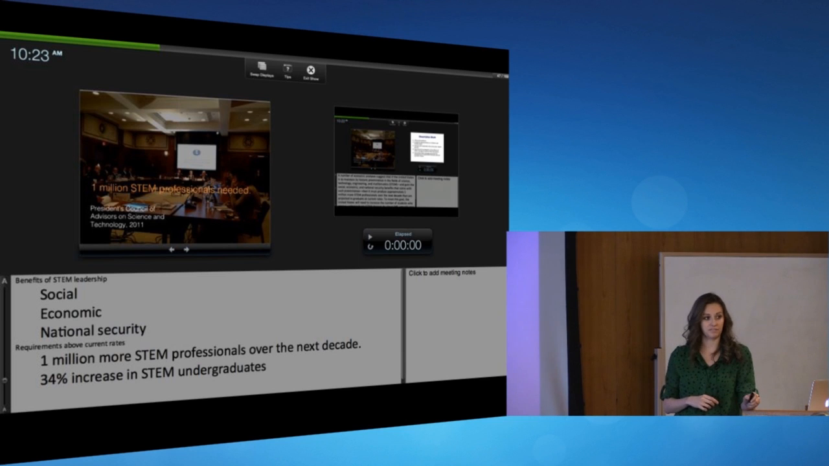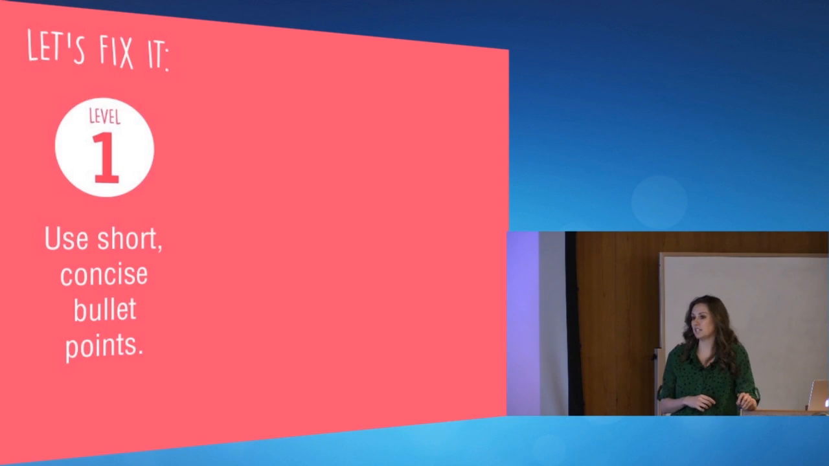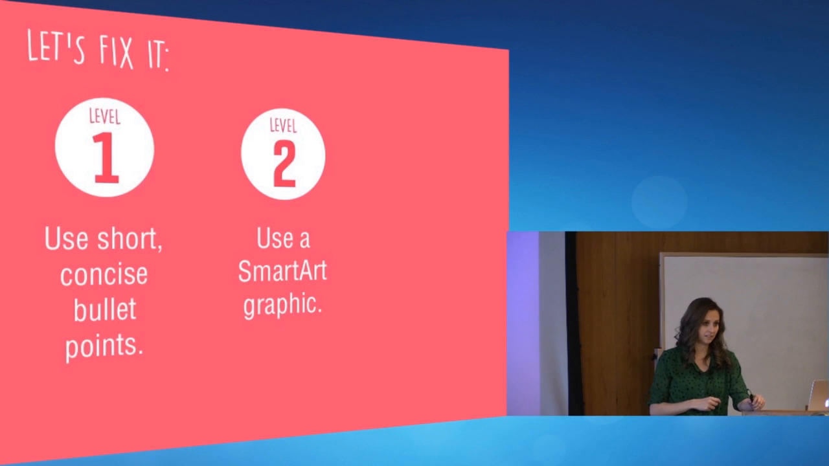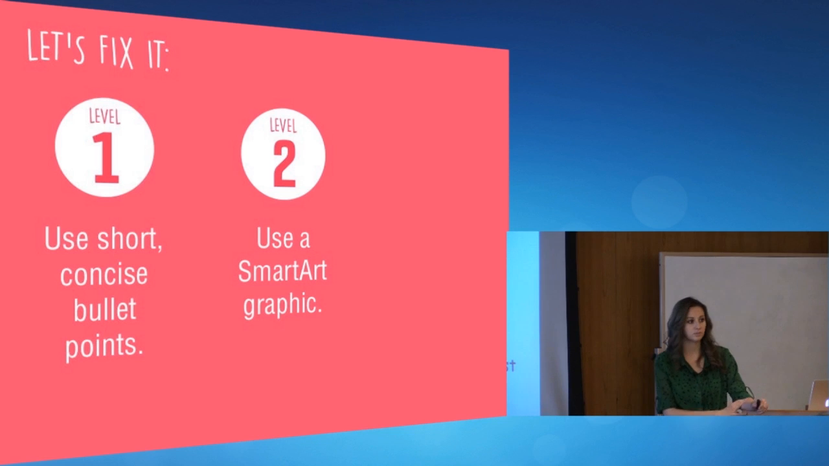Okay, so that's a level 1 fix. A level 2 fix would be to use a smart art graphic. These are things that could be easily used well. They're also ones that can easily be used poorly. Here's another example from Dr. Haley.